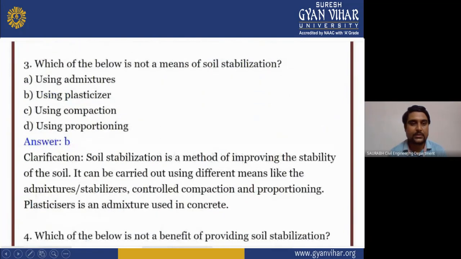Let's come to the third question. Which of the below is not a means of soil stabilization? Using admixture, using plasticizer, using compaction, using proportioning. Here the right answer is B. As you can see, using plasticizer is not known as soil stabilization. Soil stabilization is a method of improving the stability of the soil. It can be carried out using different means like admixture stabilization, controlled compaction and proportioning. Plasticizer is an admixture which is used in concrete. It is not used in soil stabilization.